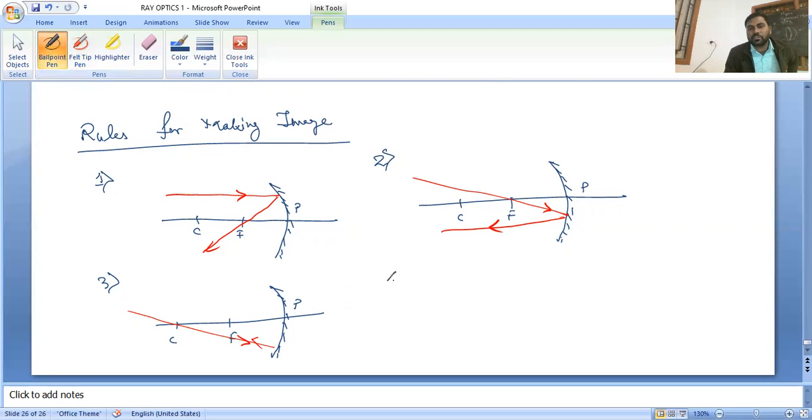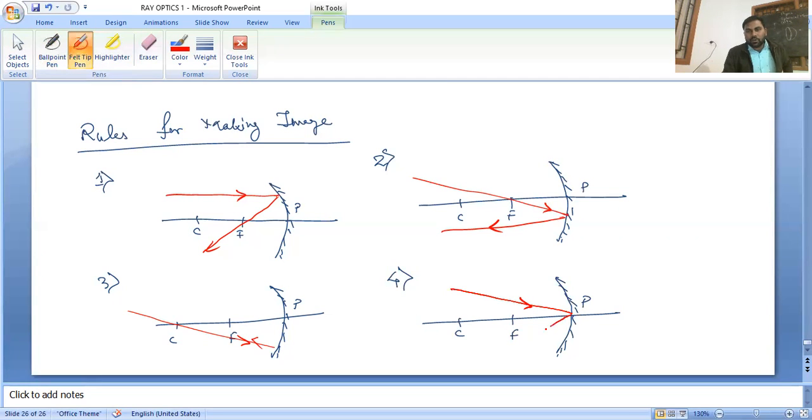Now, the fourth rule. Till now we have discussed parallel, focus, and center of curvature. One more point is left, the pole. What happens if a ray directly strikes the pole? Let's see. I am making a concave mirror again. This is my center of curvature, this is my focus, this is my pole. If a ray strikes the pole like this, it will go like this.